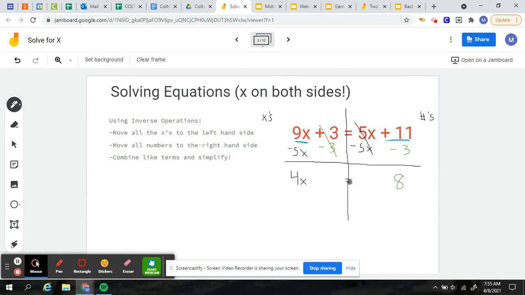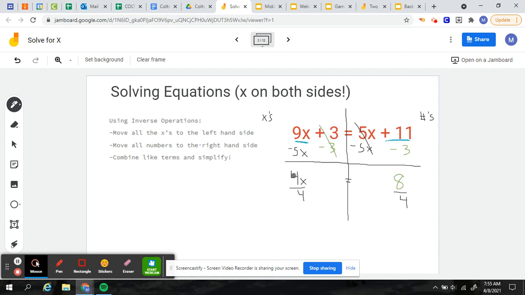4x equals 8. I'm sure you can do this in your head. 4 times what number is going to give you 8? But to do it mathematically, remember, we're going to use the inverse. So the opposite of multiplication is division. So divide both sides by 4. This is always your last step, is doing this division.